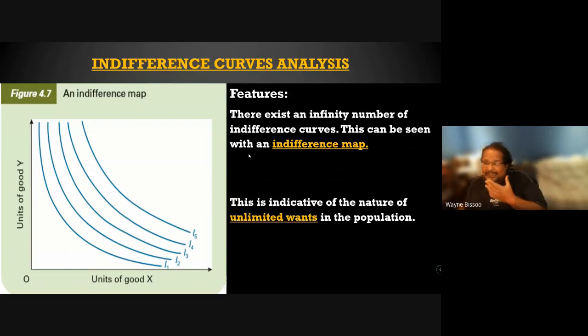There exists an infinite number of indifference curves, and this can be seen with what is called an indifference curve map. So now we have, moving outwards from the origin, an infinite number, and in between each one of these, we could put another one. You believe that? What is that representative of, you think?